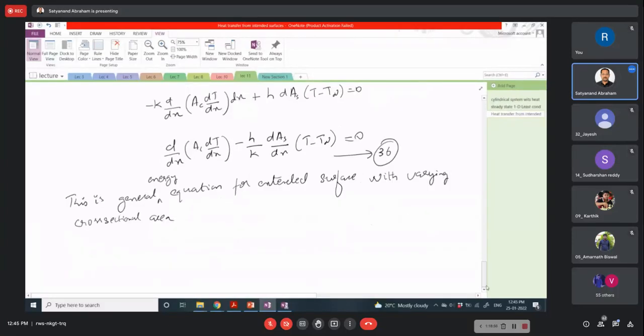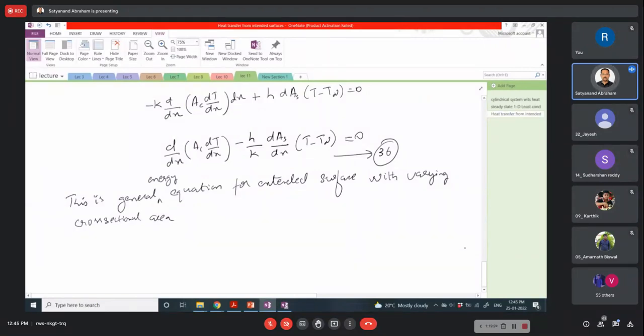This is the very basic definition, and for all the geometries we have seen, we can apply it here. If we know how Ac and the surface area vary with x, then we can put them into this, differentiate, and come up with much less complicated equations. That's what we are going to see tomorrow.